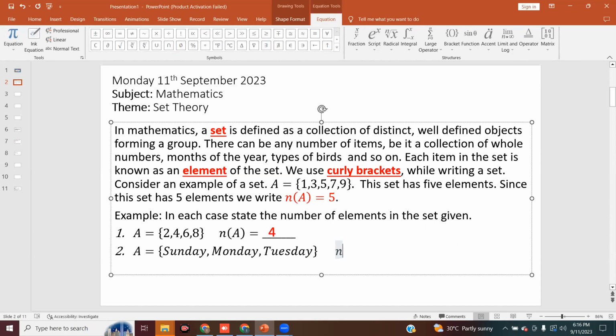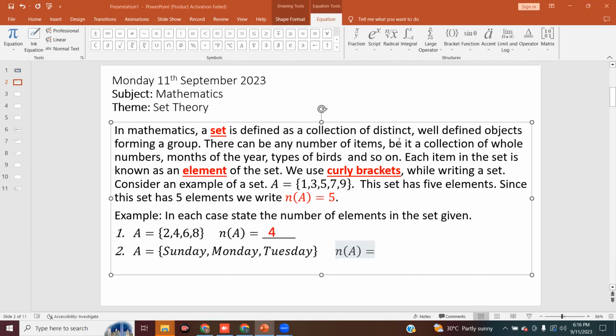What is the number of elements in A? 3. Why do you say 3? Because we have Sunday, Monday, and Tuesday. Sunday, Monday, and Tuesday. Very good. Y'all got it.